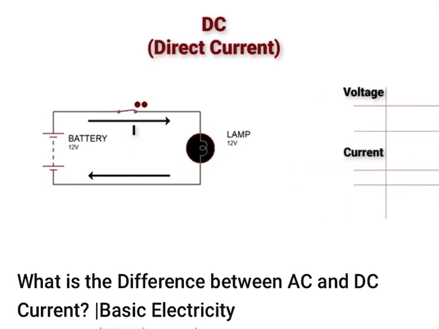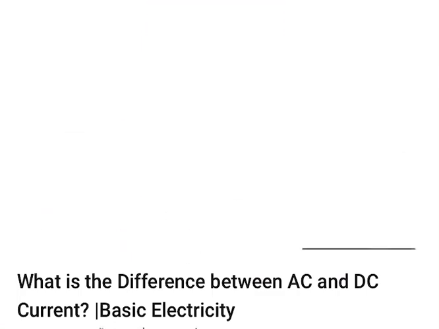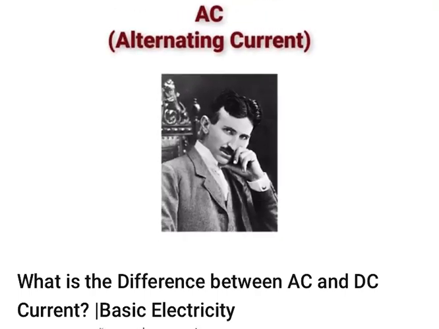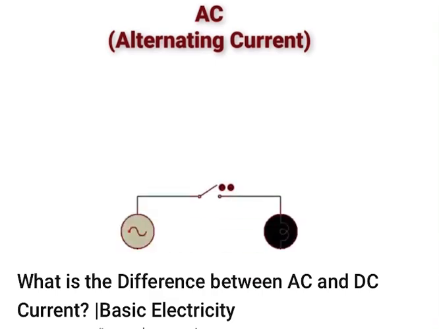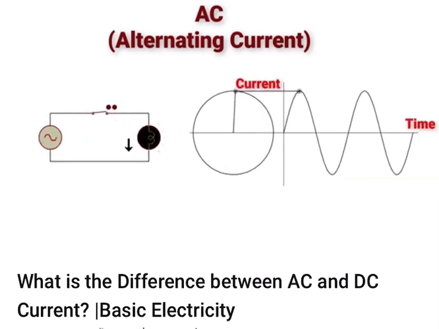This DC was discovered by Thomas Edison, who tried to use DC for empowering towns and houses. The second form of current is AC or alternating current, which was discovered by Nikola Tesla. As you can see, if you connect a lamp to an AC source, then turn on the switch, the current will be bidirectional, which alternates back and forth in a sinusoidal form.